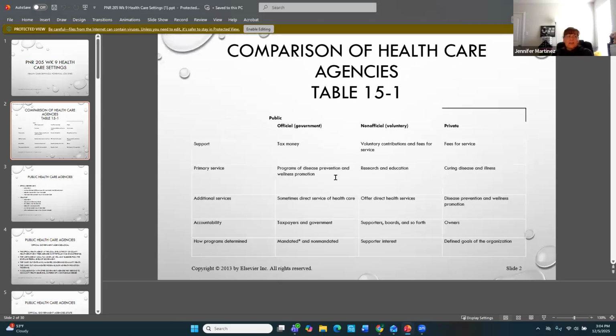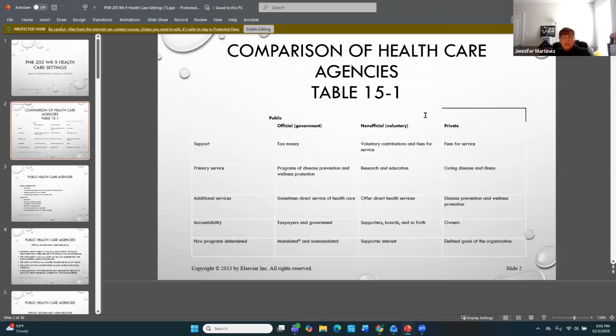So with our public, we have official, which is your government agencies, and we have our non-official, which are voluntary. Our governmental agencies are supported by tax money. Their primary services are disease prevention and wellness promotion. They sometimes will direct services of healthcare. They are accountable to both the government as well as taxpayers. And the programs are both mandated and non-mandated.